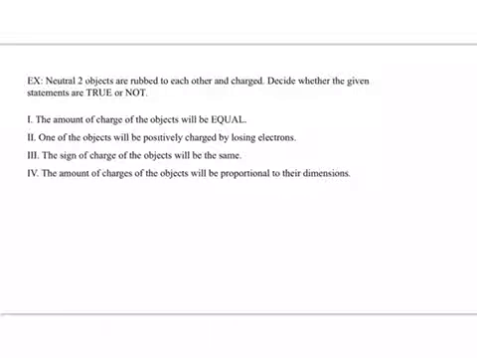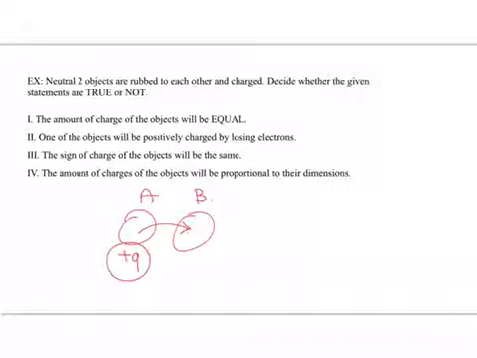Let's do another example. We have two neutral objects. They are rubbed against each other and charged. Decide whether the given statements are true or not. When I rub two objects, let's say A and B, one will lose electrons and so will be positively charged, let's say plus Q. This is positively charged because it has lost minus Q amount of electrons. So B will be charged with an amount of minus Q. The charge is conserved.